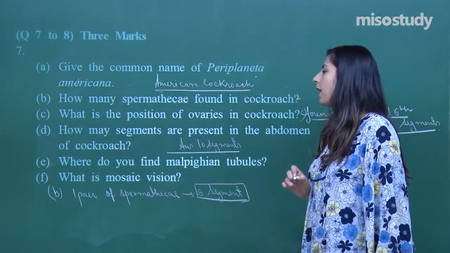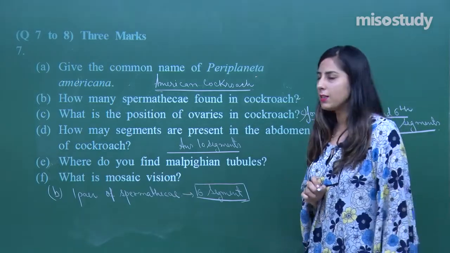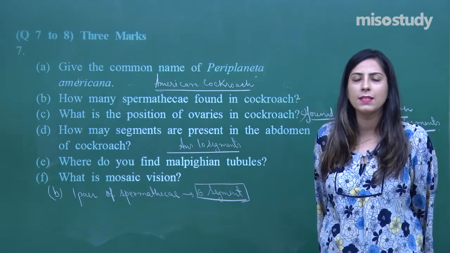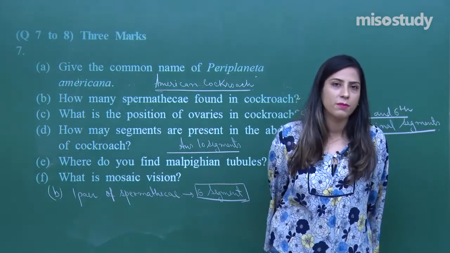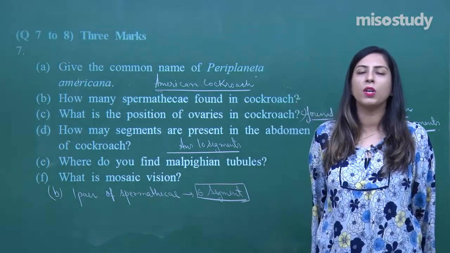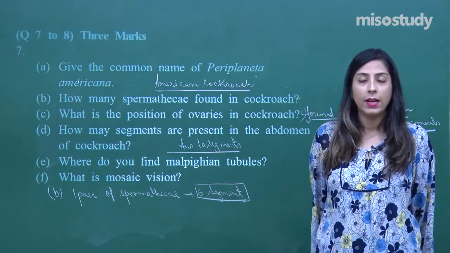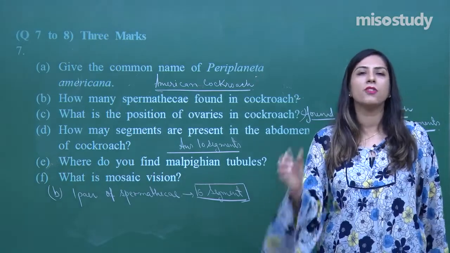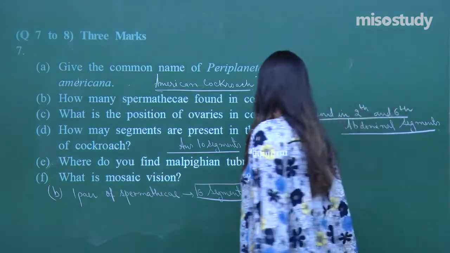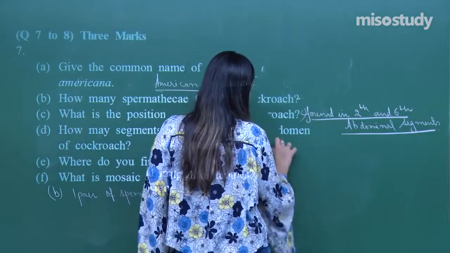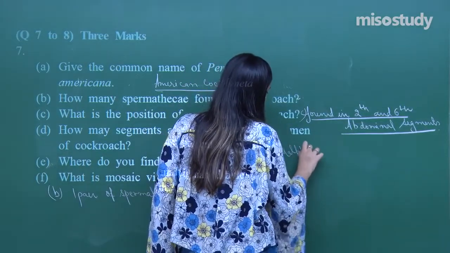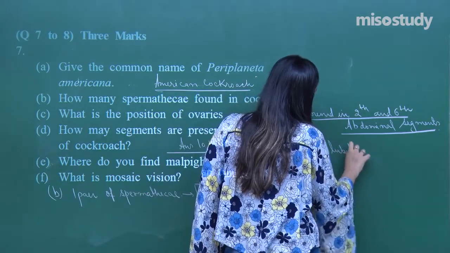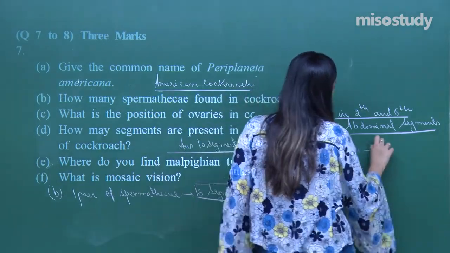Where do you find Malpighian tubules? Now can I ask you one question? What is the function of these Malpighian tubules? It is present in the class Insecta. There is some specific function of it. The function is excretion. And where are they present? They are present at the ileum, or you can say they are present at the junction of the midgut and hindgut. So Malpighian tubules. What is the function? That is excretion.